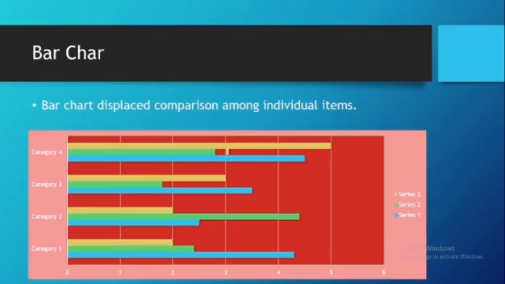The next one is the bar chart. A bar chart displays comparison among individual items. It is just like the column chart, but drawn sideways. Sideways means the categories are given on the y-axis and the values are given on the x-axis. In a column chart it is opposite. In a column chart, categories are given on the x-axis and the values are given on the y-axis.